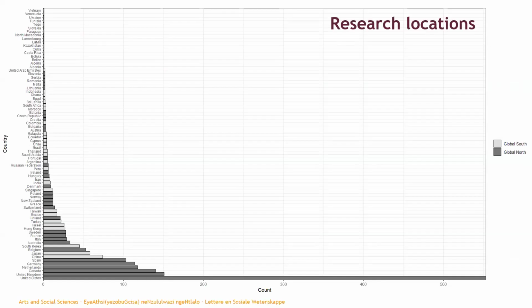And in terms of actual research locations in our data, they're visualized here with color coding indicating so-called global north regions versus global south regions, right? The United States is by far the most dominant here, and then we've got the UK and a couple of European countries, and then some well-represented East Asian regions as well. But Sub-Saharan Africa is really very poorly represented, for example.